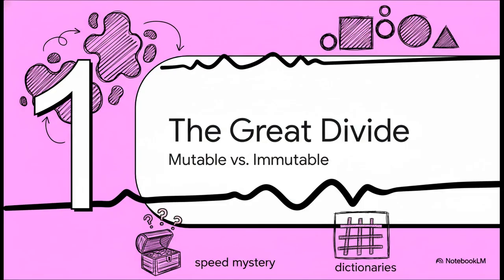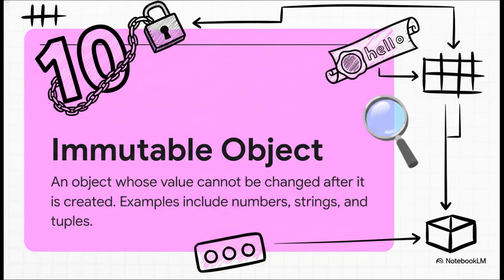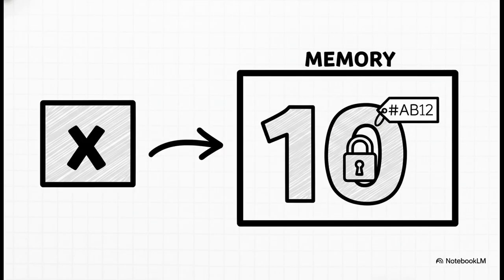So, before we can get to the speed, we have to talk about one of the most fundamental concepts in Python: mutability. It's this great divide that splits all Python objects into two camps. First up, we have immutable objects. And the name really says it all. They're unchangeable. Once you create something like the number 10 or the string hello, that specific object sitting there in your computer's memory can't be altered.